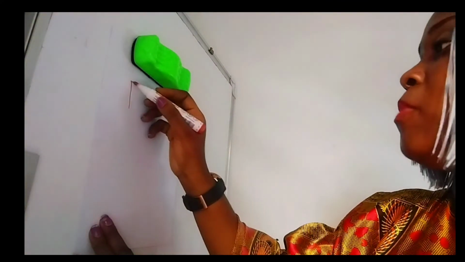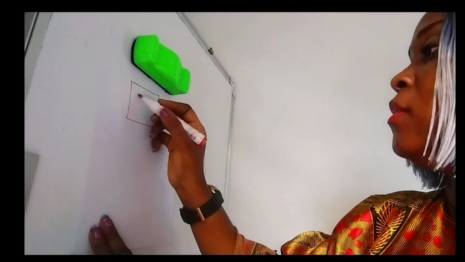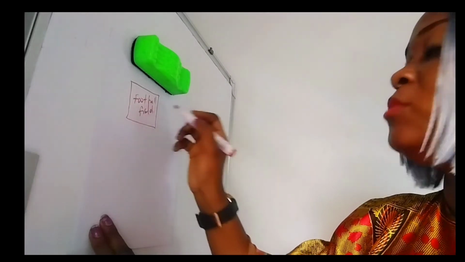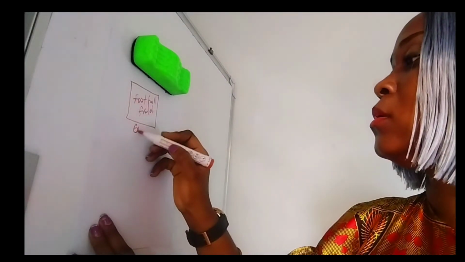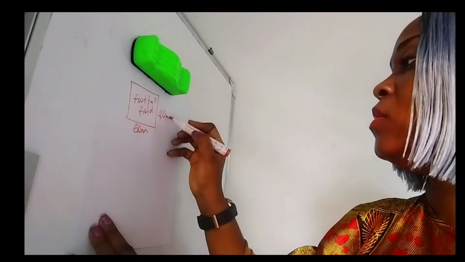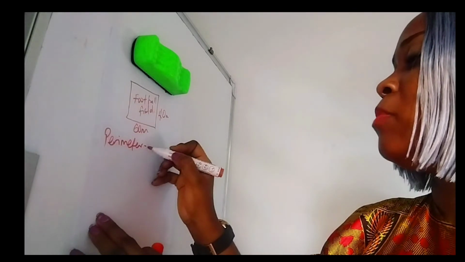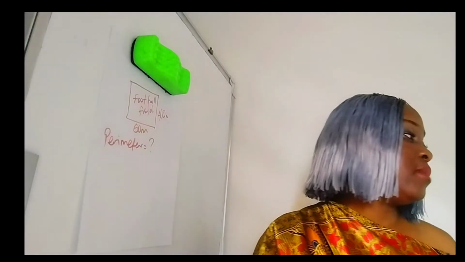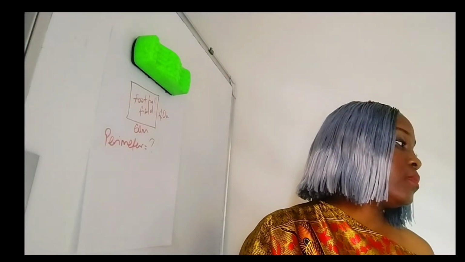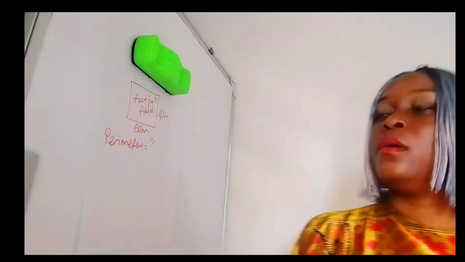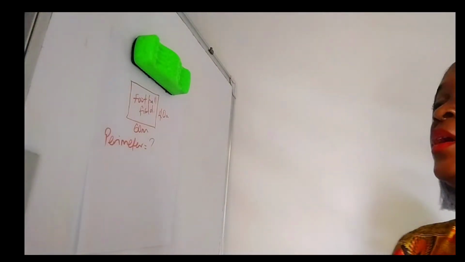Calculate the perimeter of a football field which measures 60 meters by 40 meters. The perimeter of a football field, right? This is our football field, which measures what? 60 meters by 40 meters. So what is perimeter? What do you mean by perimeter? What does perimeter mean? Perimeter is the distance around a shape. Okay. So perimeter is the distance around a shape.